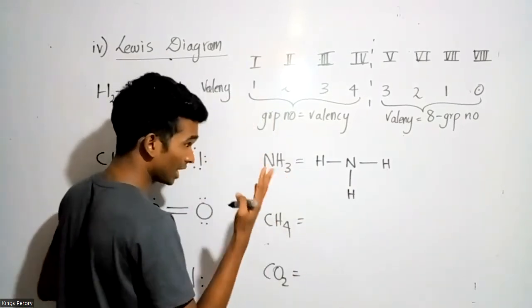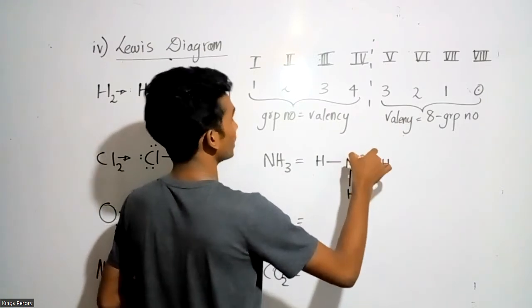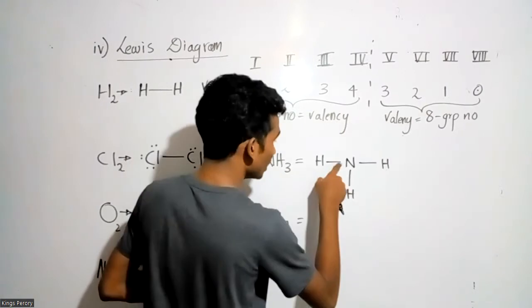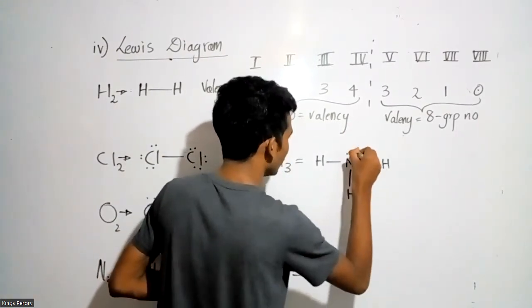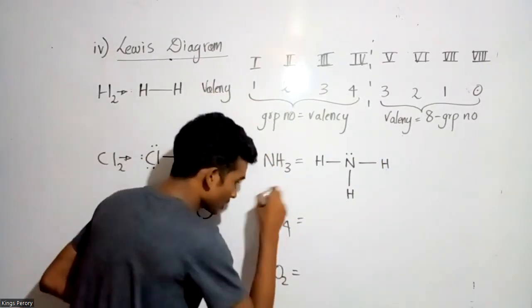Now what? Check how many electrons are remaining. Nitrogen is a fifth group element, then 5 electrons are there around it in the last orbital. 3 electrons are used for bonding, means remaining 2 electrons. You keep the 2 electrons. That's it.